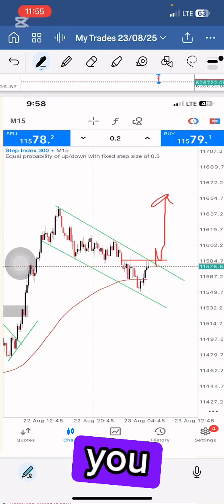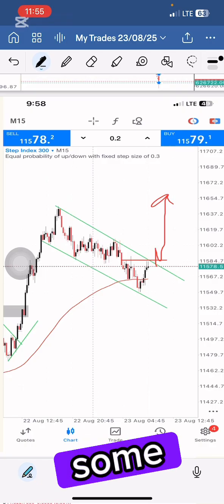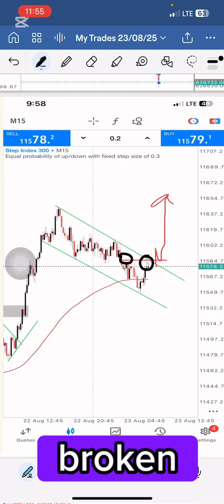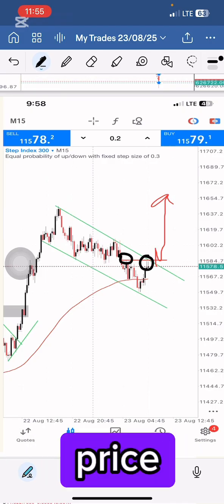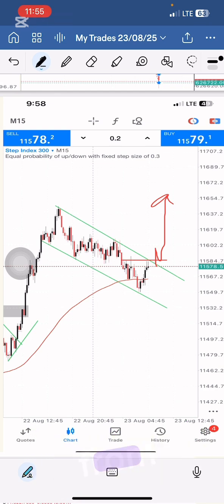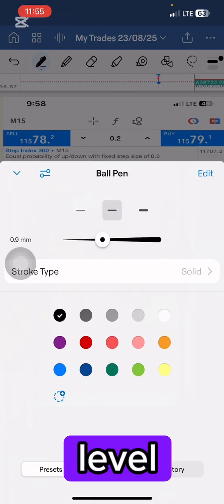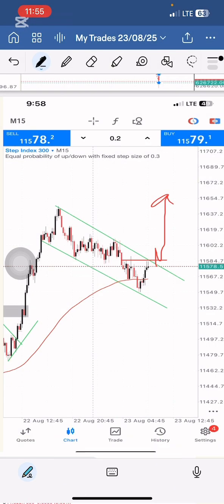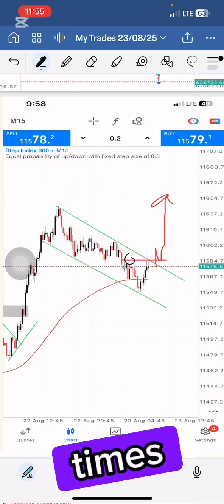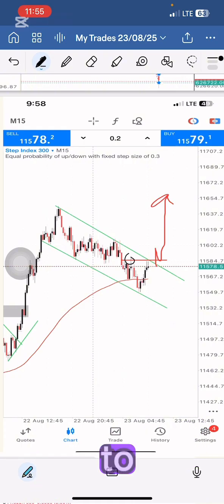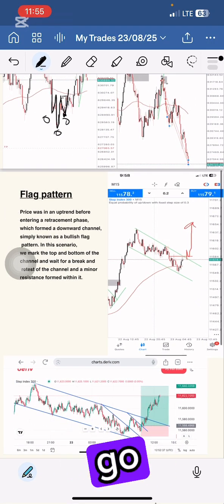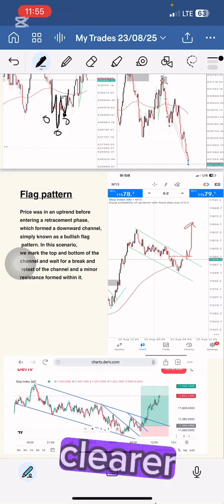So if you look at this, you see that we had some resistance here that needed to be broken also. Price rejected multiple times from that level. As you can see, price rejected here multiple times. So you needed it to be broken as a confirmation. By the way, most times you have to go to a lower time frame. That is where you see things clearer.